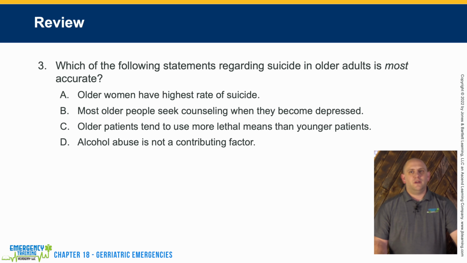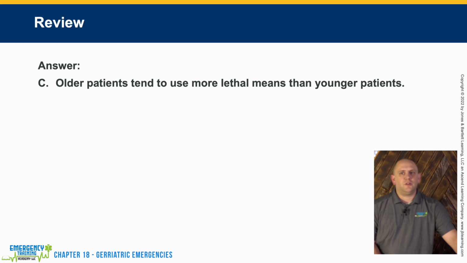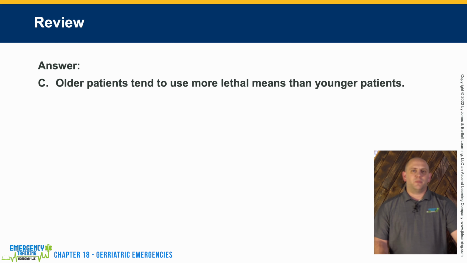And our final question, which of the following statements regarding suicide in older adults is most accurate. Older women have the highest rate of suicide. Most older people seek counseling when they become depressed. Older patients tend to use more lethal means than younger patients. Alcohol abuse is not a contributing factor. And the answer for that one is C. Older patients tend to use more lethal means than young patients.